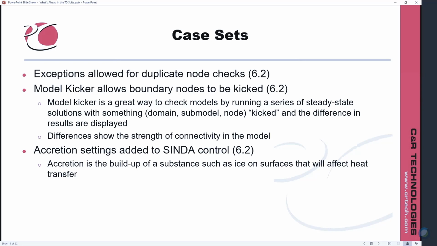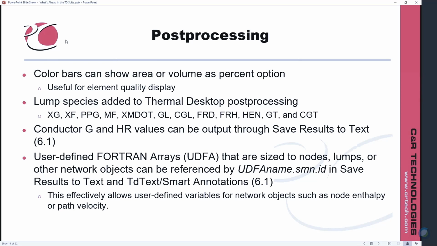The model kicker, which is a great tool for checking your model by running a series of steady state solutions where some portion of the model has been kicked, say by 1 degree, and then it compares the difference in temperatures between the results. And where you see those differences will show the strength of connectivity in the model. We're now allowing boundary nodes to be kicked within 6.2. And then along with the accretion properties being added, we've got now accretion settings added into the Synda control.